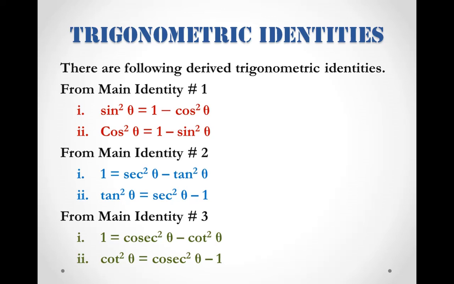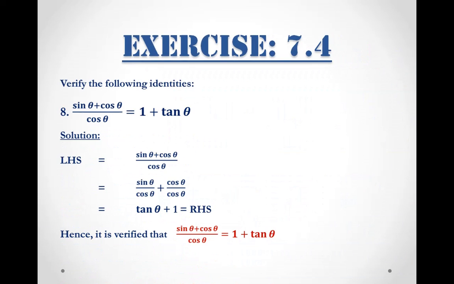Viewers, all these we will be using in the next exercise. Let's move towards the start of the exercise. We have the statement, verify the following identities. First of all, we have question number 8. Sin theta plus cos theta whole divided by cos theta is equal to 1 plus tan theta.